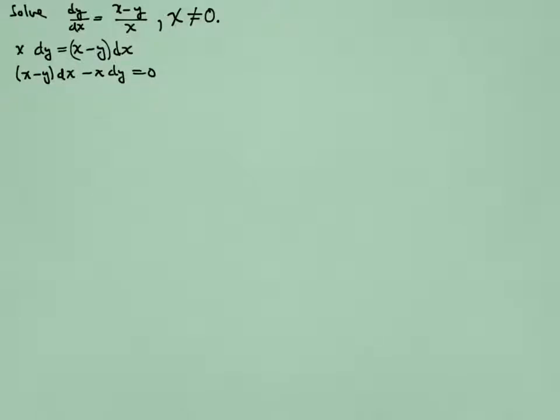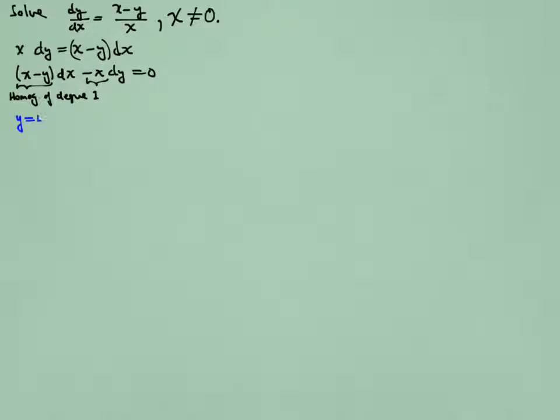And the key here is to recognize that this coefficient of dx is homogeneous of degree 1. I'm seeing degree 1 in y, and I'm seeing degree 1 in x here. I'm not squaring something and not squaring the other thing. Everything is linear in x's and y's. So these coefficients are homogeneous of degree 1. I'm just focusing on the x minus y. That's degree 1, degree 1. I look at the other coefficient, the minus x, that's degree 1.